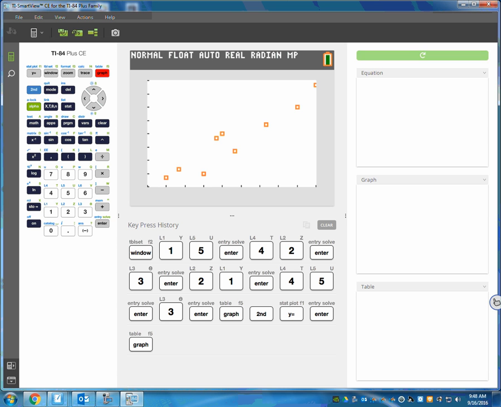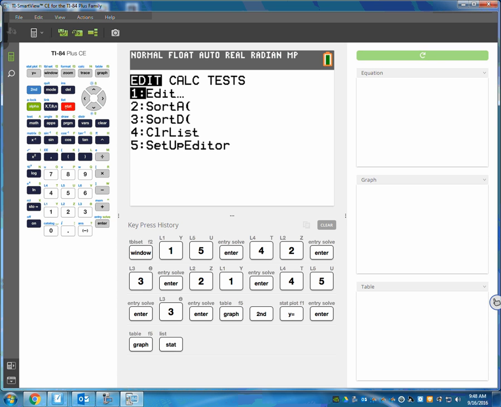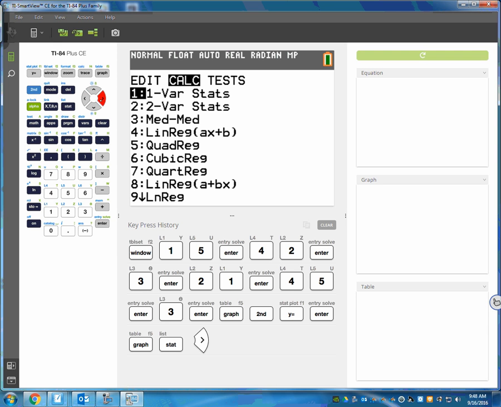So I'm going to go back to stat. And now I'm not going to edit, now I want to calculate. So that's the second column over there, so I'm going to arrow over to calc. And you can do a whole bunch of statistics stuff on these calculators. Now look at number 4. Number 4 is a linear regression model, which means the line that fits your data, a linear line.